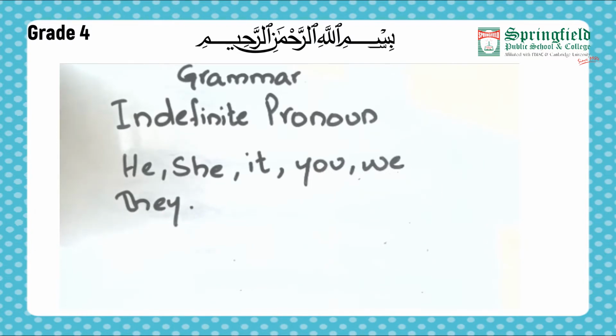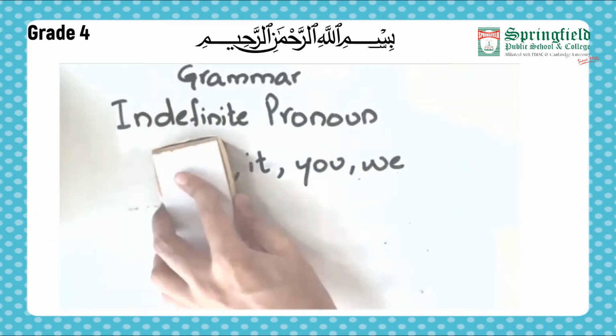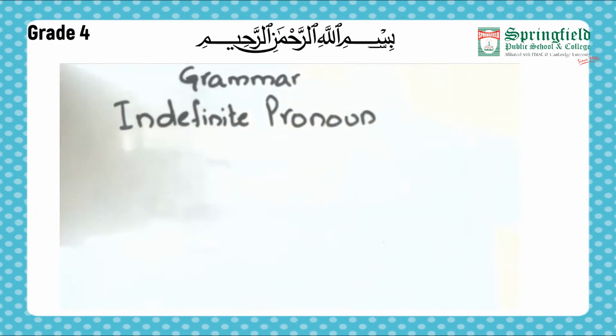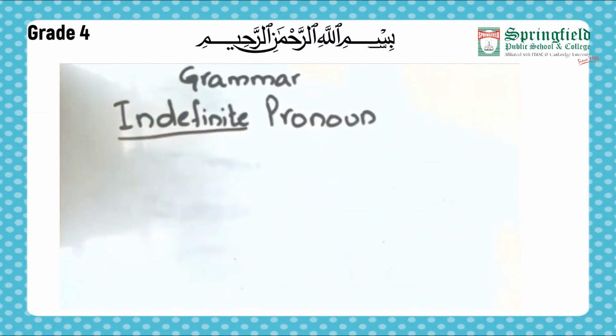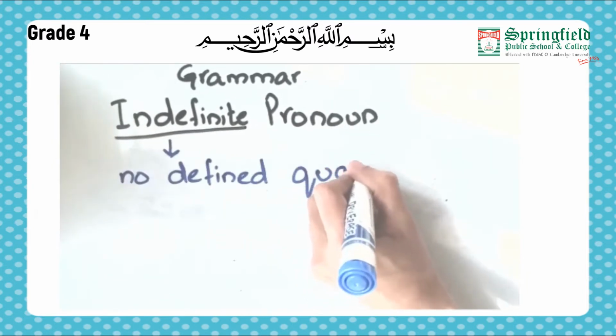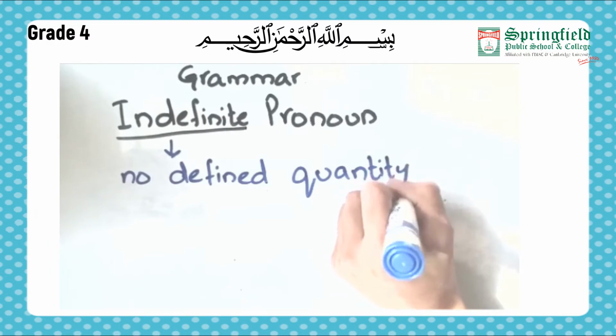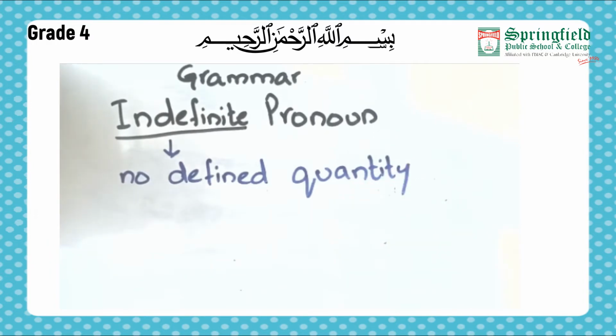Now moving towards our today's topic about indefinite pronouns. So what are basically indefinite pronouns? Indefinite pronouns are those pronouns that do not refer to a specific person, place or a thing. Basically the word indefinite means something that does not have a defined quantity. So as I told you, indefinite pronouns do not refer to a specific person, place or a thing.